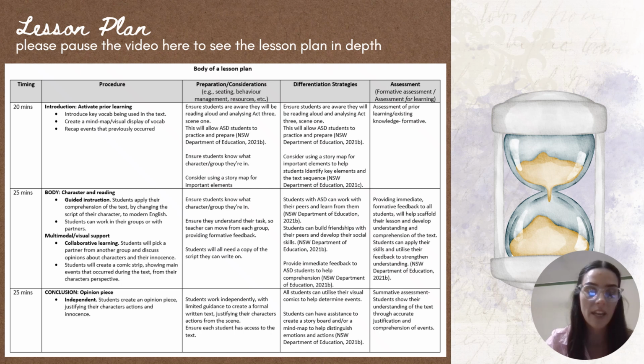Whole class goes over key vocabulary, whole class reads scene. Students in groups change the script to modern English. Individually, students create a comic strip of the event or scene from their character's point of view. Paired discussion with peers to gain others' perspectives. Students write a persuasive article justifying their character's innocence during the scene.